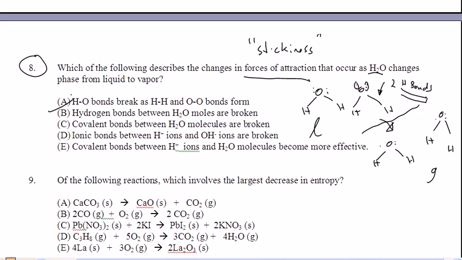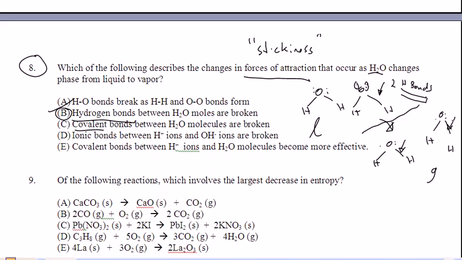That allows us to get rid of A. No HO bonds were broken. No HH bonds or OO bonds were formed. B is going to be the answer. Hydrogen bonds were broken. No covalent bonds were broken. These are the covalent bonds. We're not breaking those bonds. They still exist. If we broke them, it would not be water anymore.